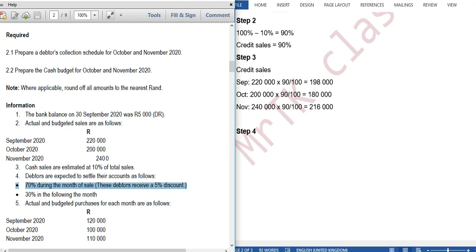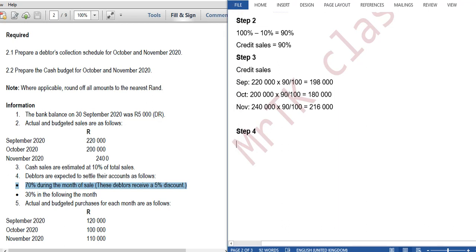Because there are two ways we can do instruction. We can just say this month or instruction, this month or instruction, but the one I prefer is one instruction for all the months. Okay, so here we are simply dealing with 70% in the month of sale, right? Then let me just say 5% discount. These ones are going to receive a 5% discount.